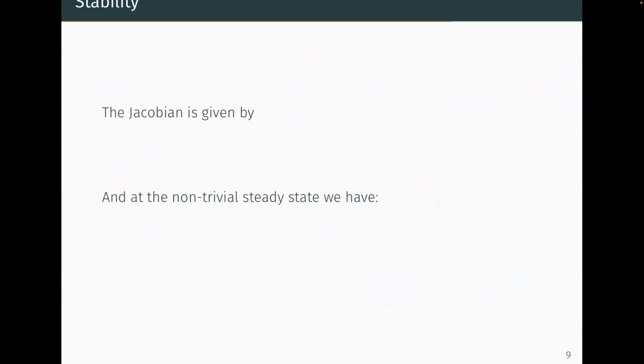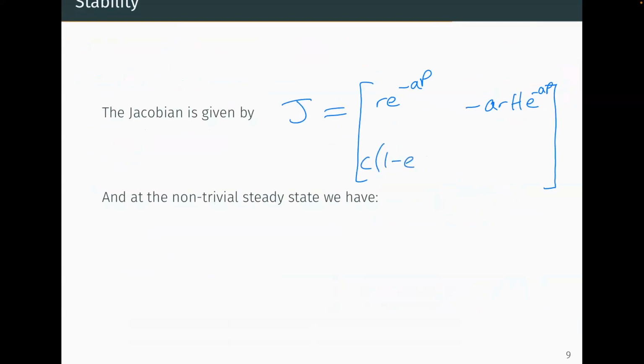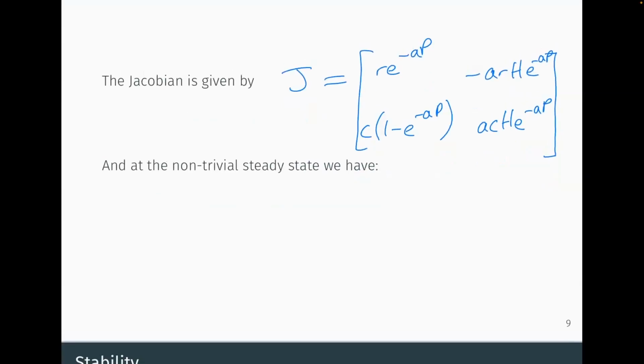Okay, stability, we need to look at our Jacobian. In the interest of time, I'm just going to write this down. I'll leave it to you to check that it's right if you want to have a go at deriving it. So it's r e to the minus AP, minus AR H e to the minus AP, C times 1 minus e to the minus AP, and AC H e to the minus AP. Like I said, I'll leave that as an exercise for you if you just want some practice of how we get to Jacobians.